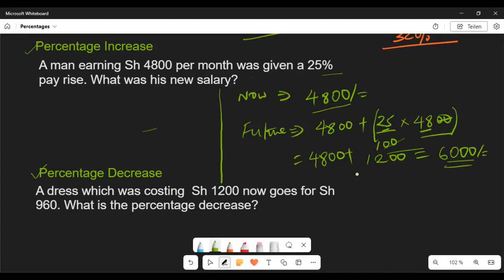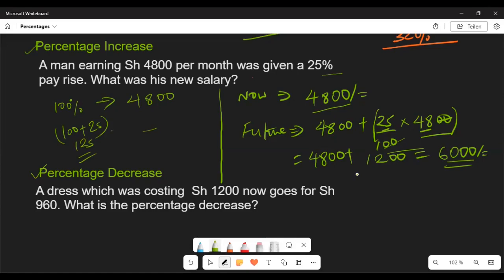Another way of doing it, you say, okay, so this guy is now earning 100%, which is equivalent to 4,800. Now, in future, we are seeing a situation whereby this guy is going to earn 100% plus 25%. Okay, so we have here 125.